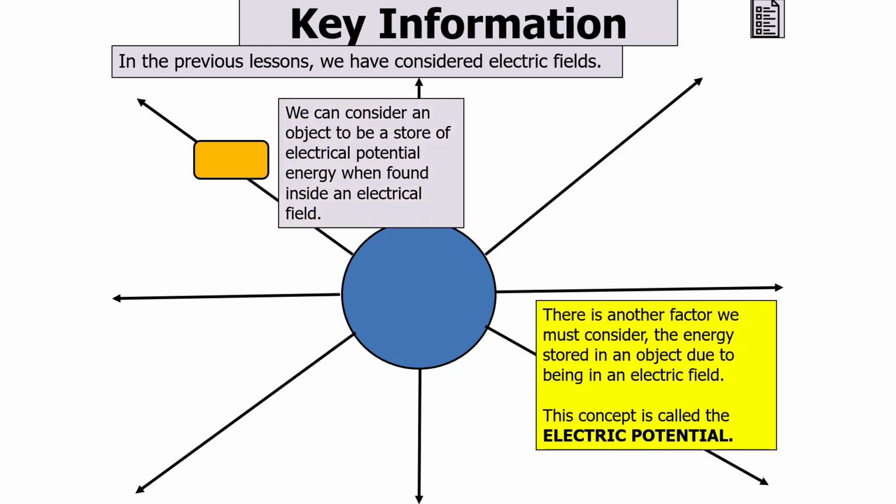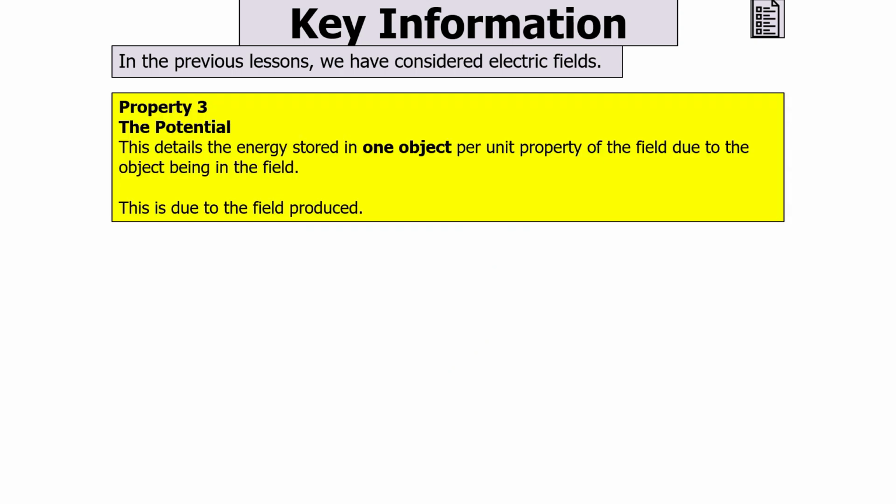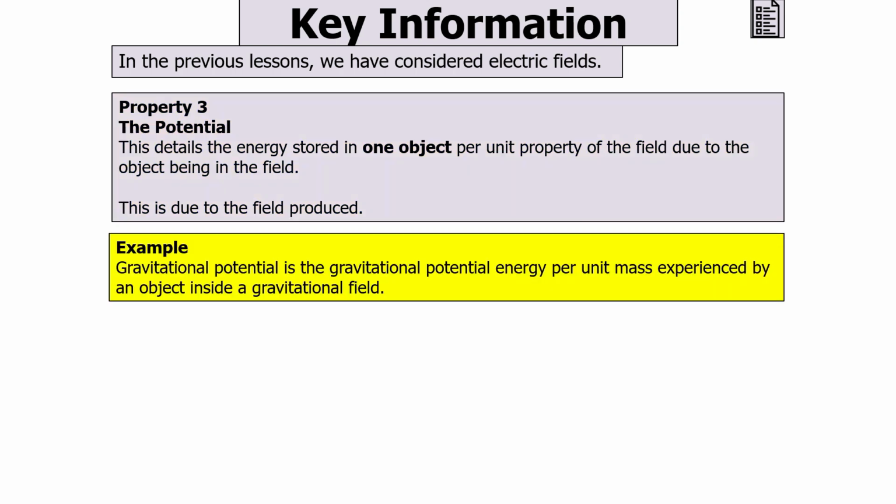So this concept is called the electrical potential. The potential details the energy stored in one object per unit property of the field due to the object being in the field. And this is due to the field that is produced. An example of this is the gravitational potential, which is the gravitational potential energy per unit mass experienced by an object inside a gravitational field.